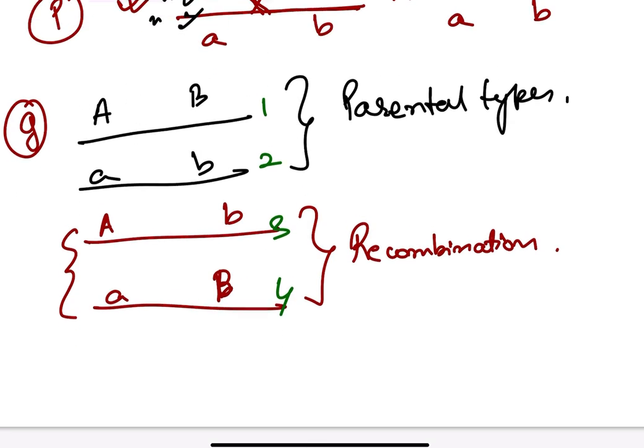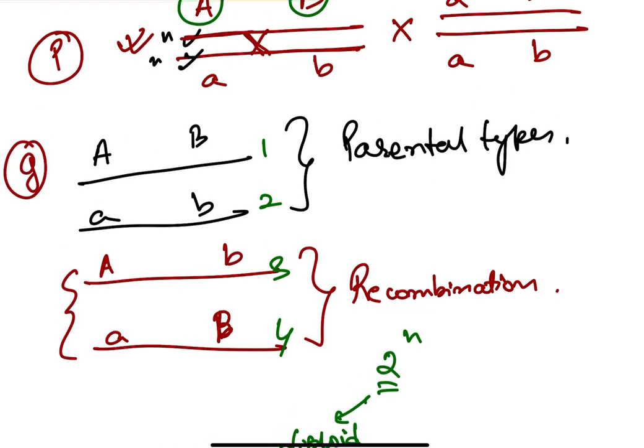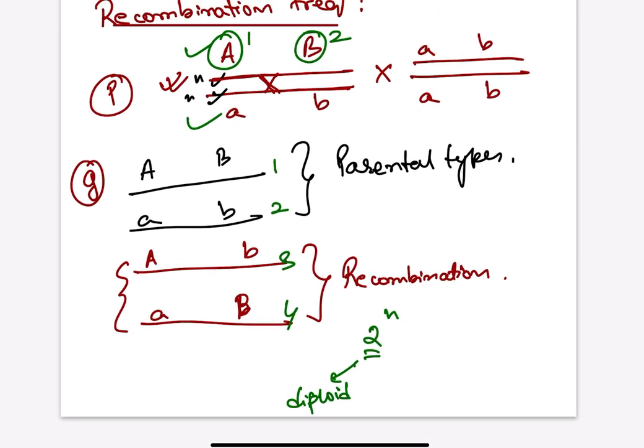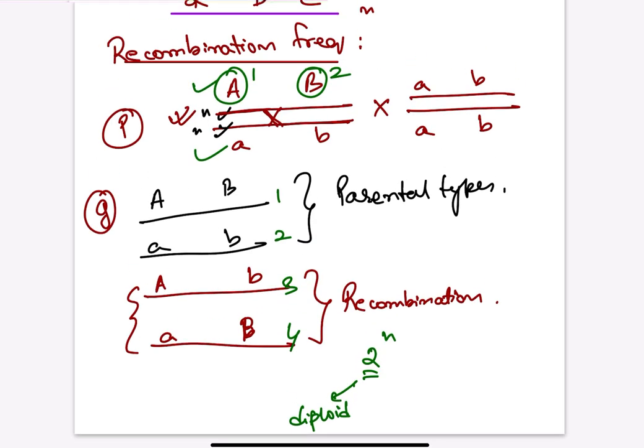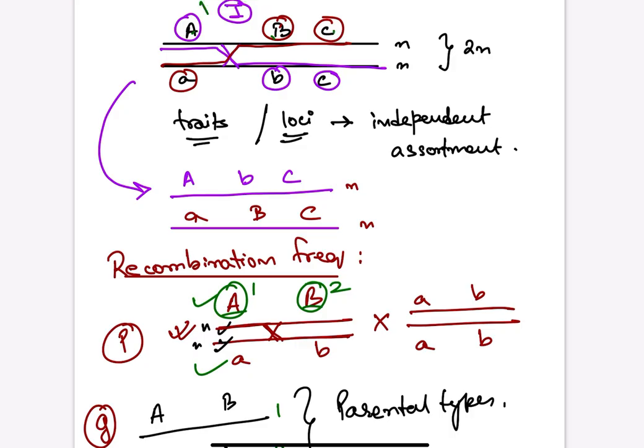What is the formula? The formula is 2 to the power n. 2 means it is a diploid state. That means every copy of gene is in pair. And n is the number of genes we are concerned about in a cross. So here we are concerned about 2 genes. So 2 to the power 2 is 4. If we had considered 3 genes, for example, 1, 2, 3, how many gamete possibilities would there be? 2 to the power 3, that is 8.